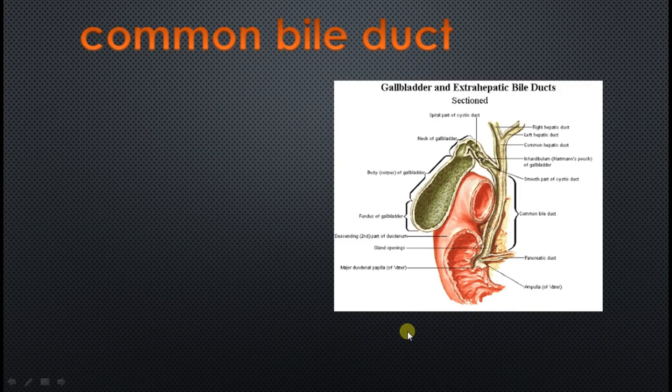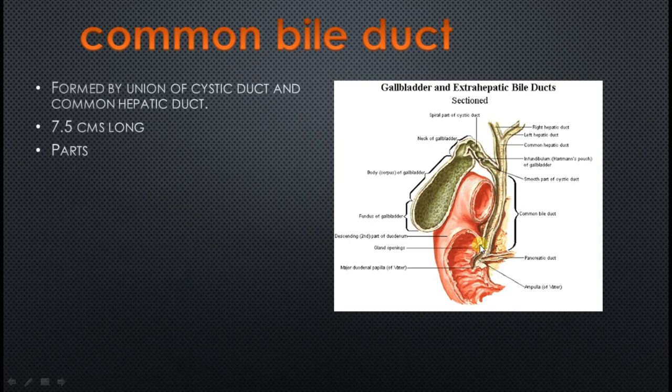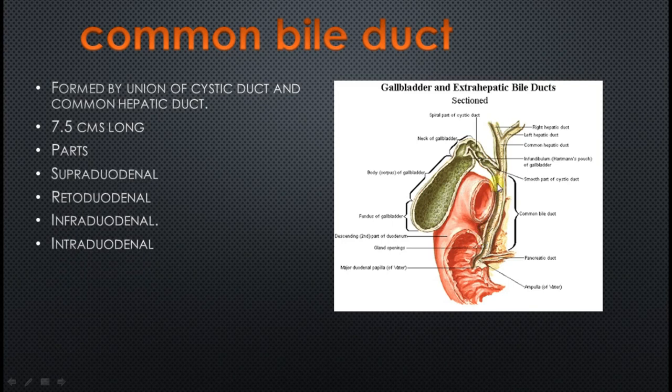So, now the cystic duct, here you are able to see internally these mucous folds are actually called the spiral valves of Heister. After joining with the common hepatic duct, it is now called the bile duct. It is almost 7.5 centimeters long, and it can be studied in three parts. Above the first part of duodenum, it is called the supraduodenal part. Behind the first part of duodenum, it is called the retroduodenal part. And below the first part of duodenum, it is called the infraduodenal part. Supraduodenal, retroduodenal and infraduodenal. And finally, a short course into the wall of the duodenum called intraduodenal.